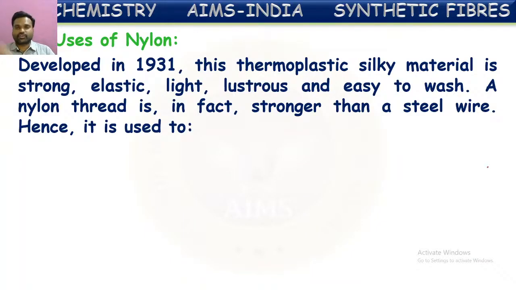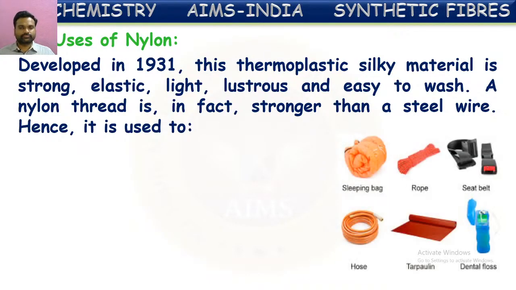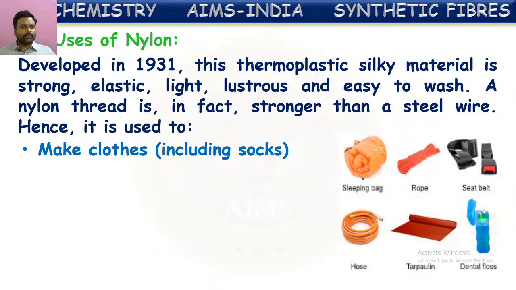Because of this high strength, nylon is used in making parachutes, parachute wires, rope climbing ropes, and tents. Shoelaces are also made of nylon. See, different apparels or tools made of nylon are given here. It is used in making clothes, including socks. Yes, the socks we are using nowadays are made of nylon.